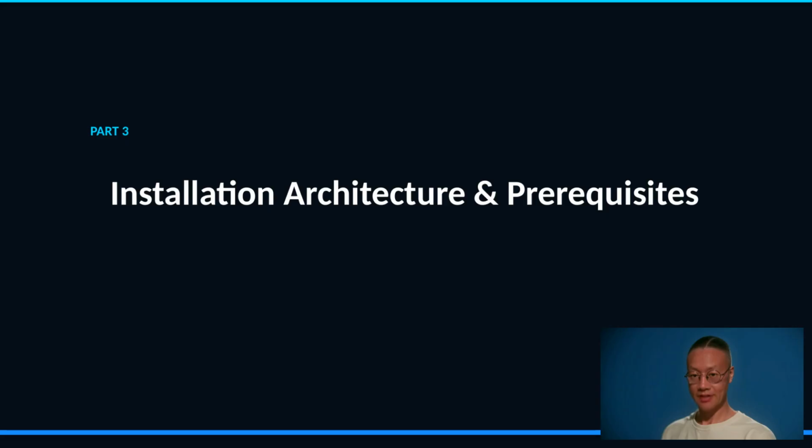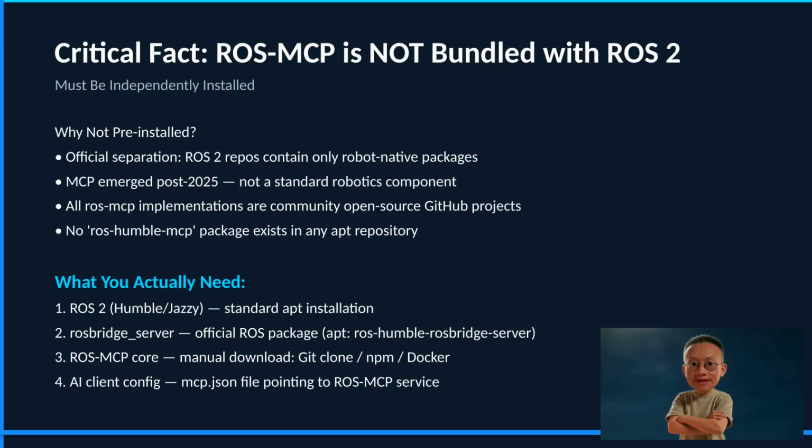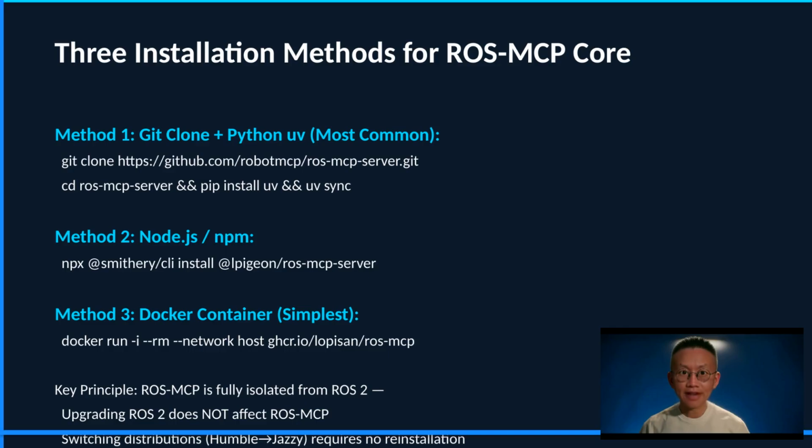Part 3, Installation Architecture. ROS MCP is never bundled with ROS 2. It must be independently installed. ROS MCP is a community third-party tool, not an official ROS package. It requires separate installation via git clone with UV, npm, or Docker. Three installation methods: Python UV with git clone, Node.js via npm, or Docker container. ROS MCP is fully isolated from ROS 2 installations.